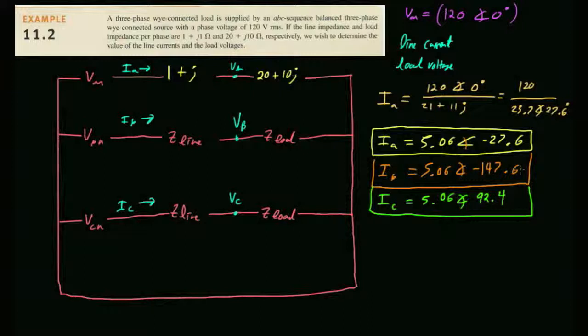Which one? This guy? Yeah, it was 21 plus 11j. I just converted it to polar. I added the line impedance and the load impedance, and I can add them because they're in series. Right? And we know how to work this stuff. Okay. Now I need to get the load voltage, right? The voltage across the load. So how can I do that calculation?